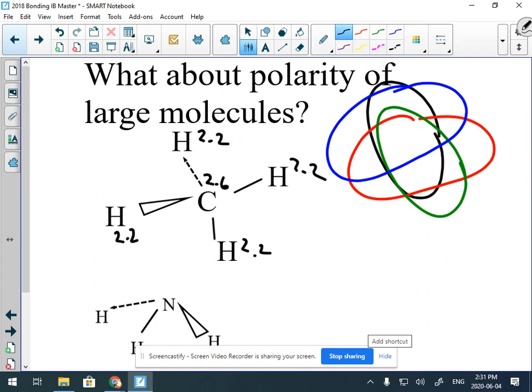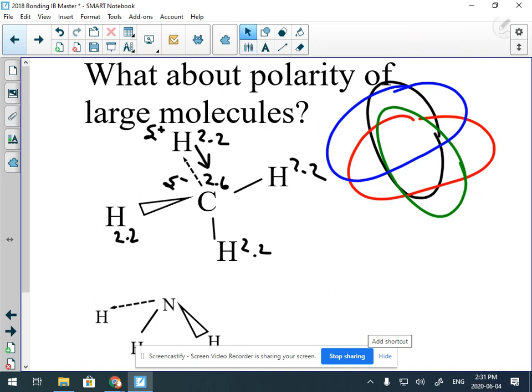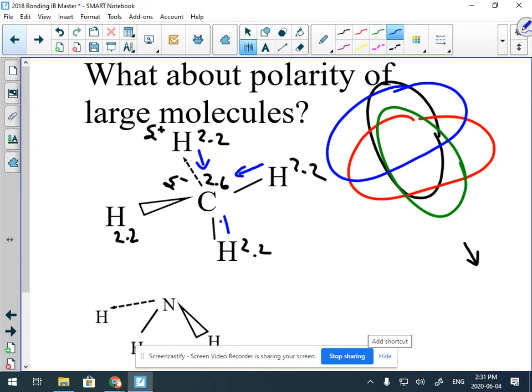Hydrogen, in this case, is sigma positive because it's got a lower electronegativity. The electrons are going to be pulled more to the carbon. So it is true that this bond, this hydrogen-carbon bond, is polar. And we're going to have a pull into the carbon. Over here, it's the exact same thing. Now I'm going to use a different line instead of the dark line, so it's a little easier to see. So that's polar, that's polar, that's polar, that's polar.